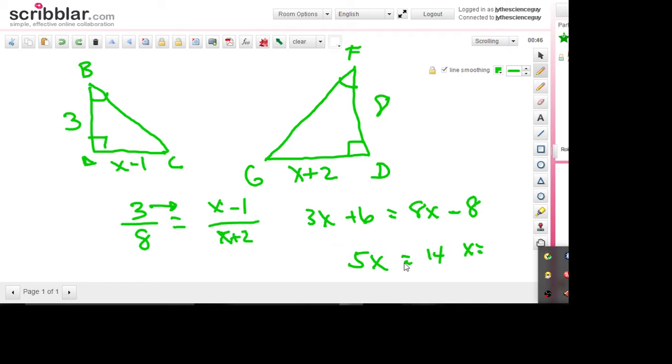So as long as x is equal to 2.8, the triangles will be similar to one another. Now, if you were to do that question and the x's were to cancel out, so you would have no x's and then you would have something like 5 is equal to 8, because that's a possibility, then you know that the two triangles aren't similar to one another. That's what it would look like if that was wrong. Okay?